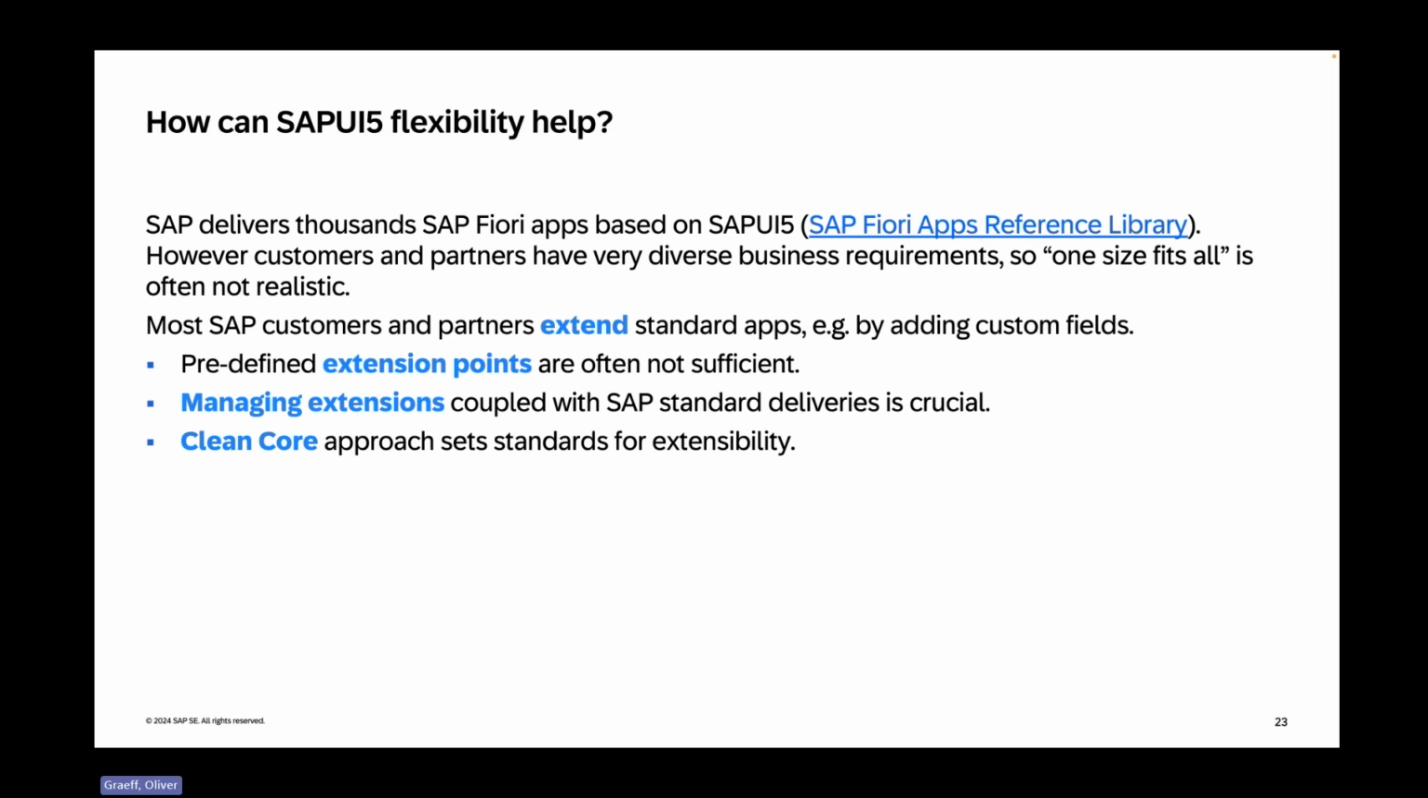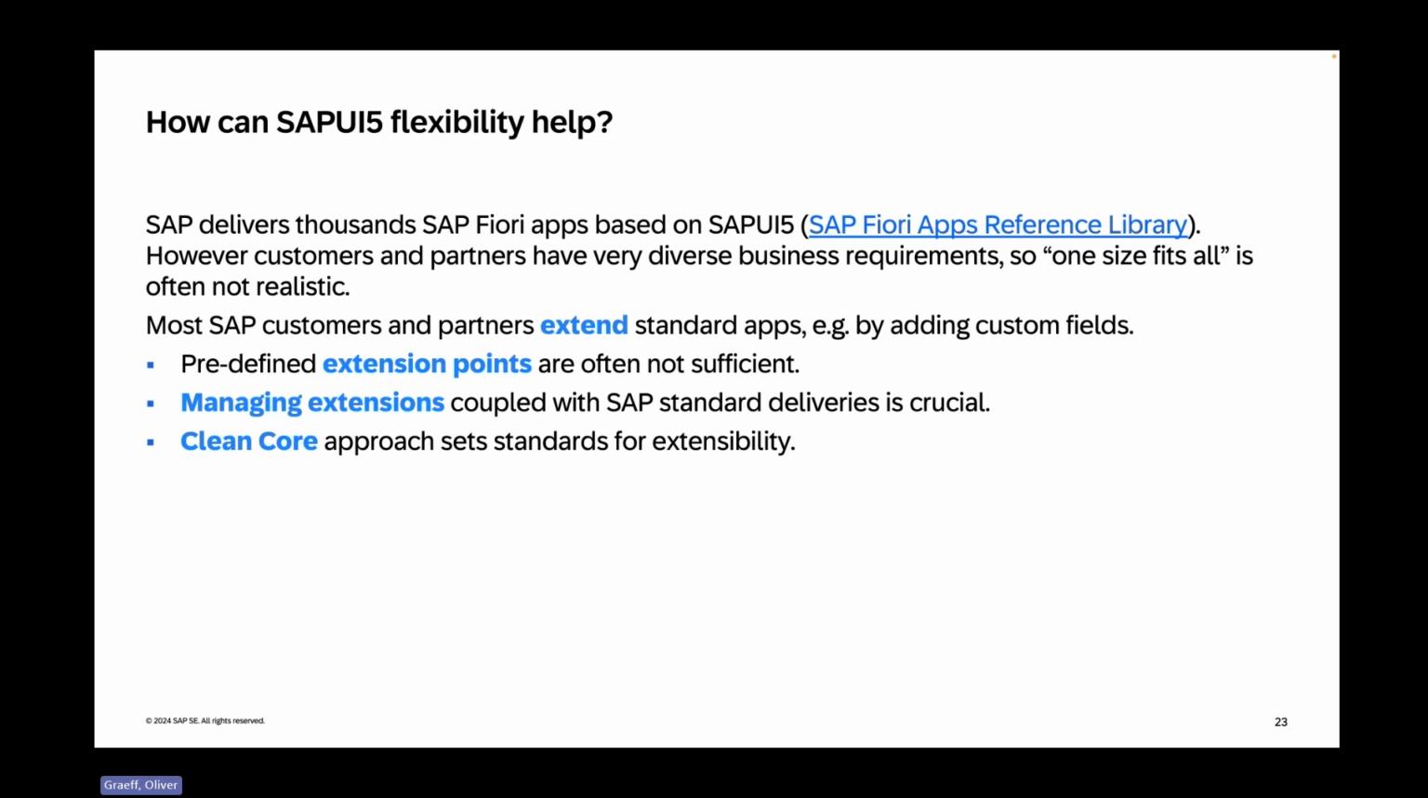So as I mentioned, SAP delivers many standard applications, for example, Fiori applications in SAP S/4HANA. But you as a partner or customer might have certain requirements to change those apps a bit. Maybe it's just adding a custom field. Maybe it's just hiding some functionality which is too complex, which is not relevant for your scenario. So that means you want to extend the standard applications. And this is where it's getting interesting.